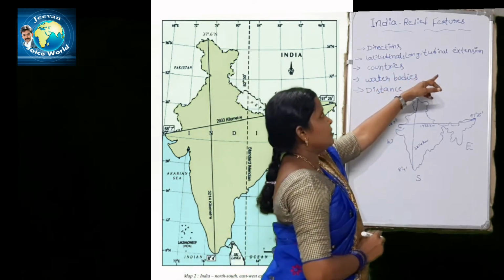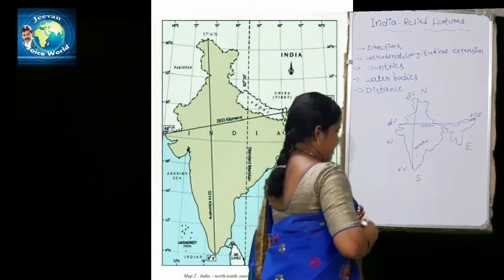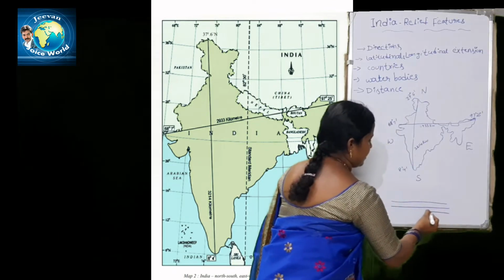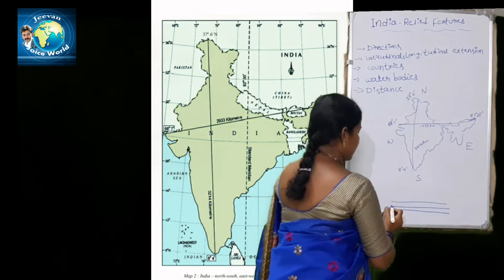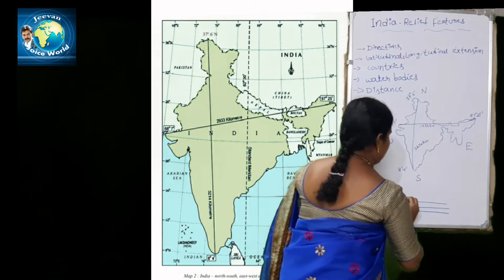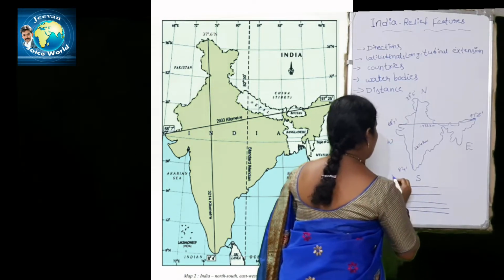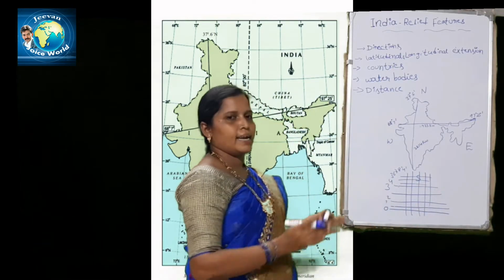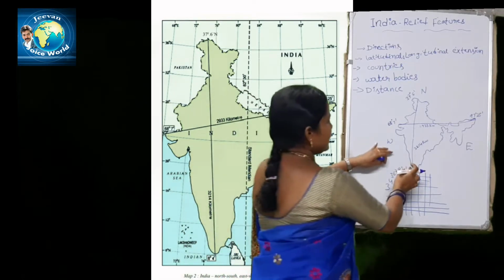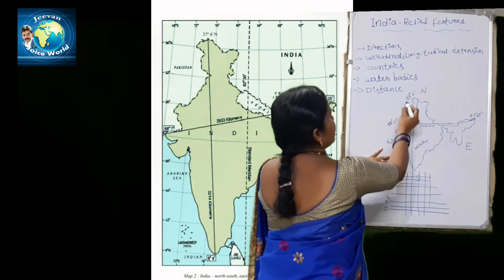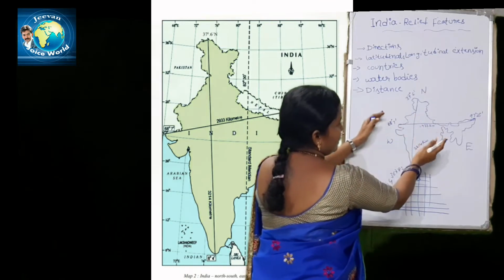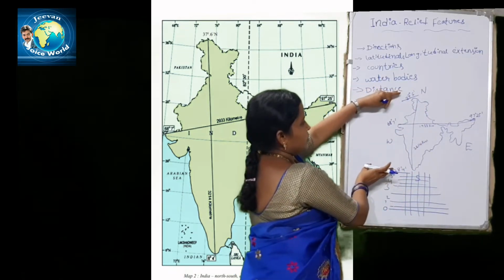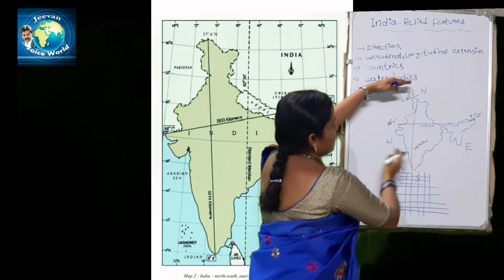Next, latitudinal and longitudinal extension. These lines are latitude lines. Children, look at these lines carefully. 0 degree longitude, 0 degree latitude. These are latitudes and these lines are longitudes. What is the latitudinal extension of India? Our India lies between 8 degrees 4 minutes and 37 degrees 6 minutes north latitudes. India is between these latitudes.